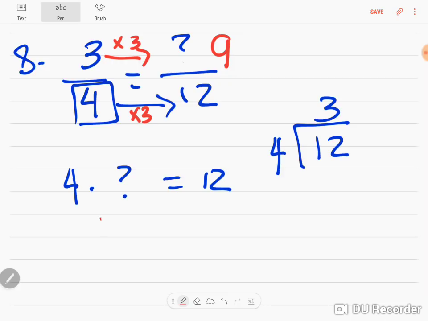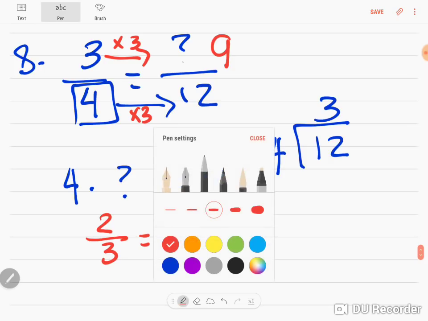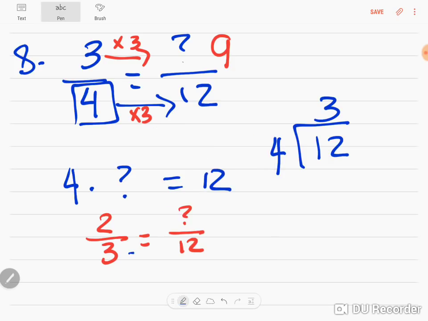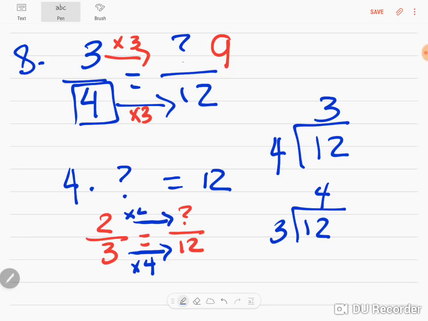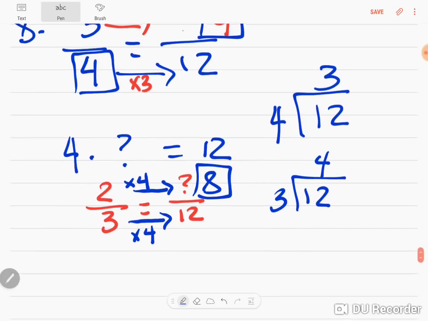And the same thing for this one. We got 2/3 is equal to, we don't know, over 12. What did I do to get from 3 to 12? 12 divided by 3 is 4. I multiplied the denominator by 4. Anything that I do to the bottom, I must do to the top. So 2 times 4 is 8. Your answers are 8 and 9, or 9 and 8.